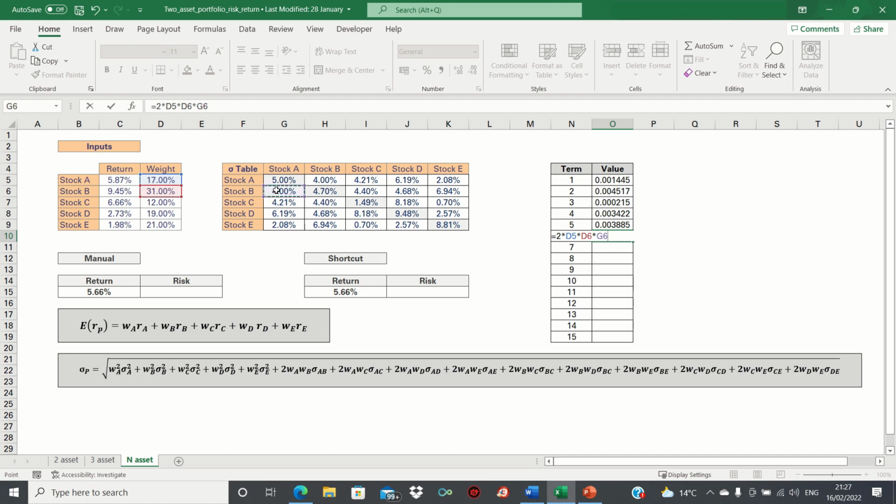We can then do the same for term 7, so this is 2 multiplied by 17%, which is the weight in A, multiplied by 12%, which is the weight in C, and then we multiply the covariance of A and C, which is 4.21%. I'm now going to calculate the results for the remaining terms.